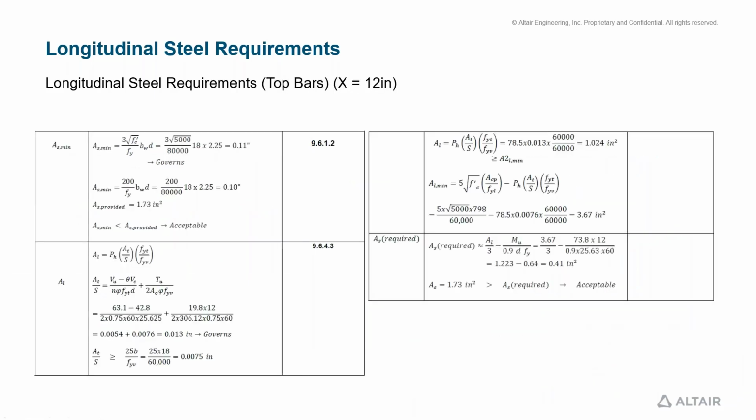And when we're looking at the top bars, again, similar calculation. I'm not going to go into too much detail, but we can see that the applied steel area is 1.73 square inches.